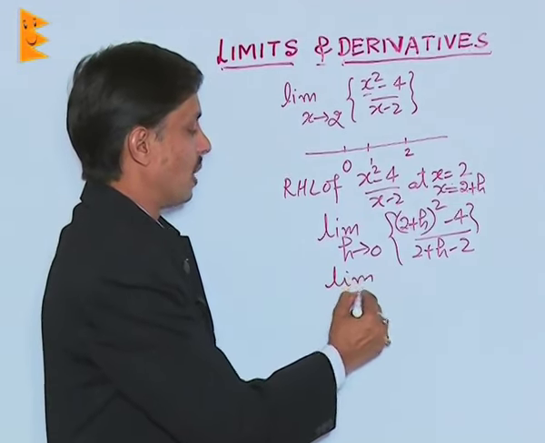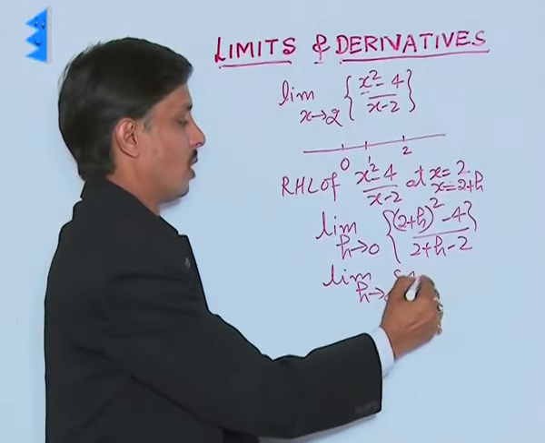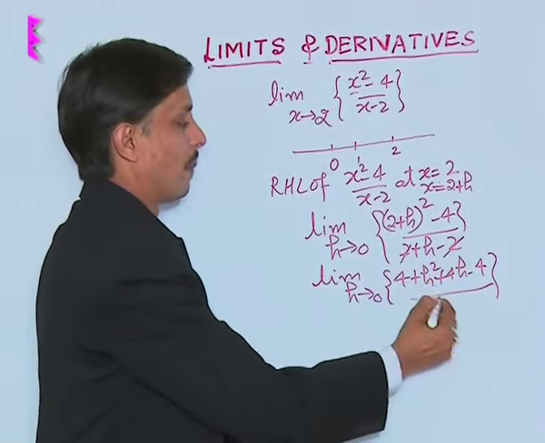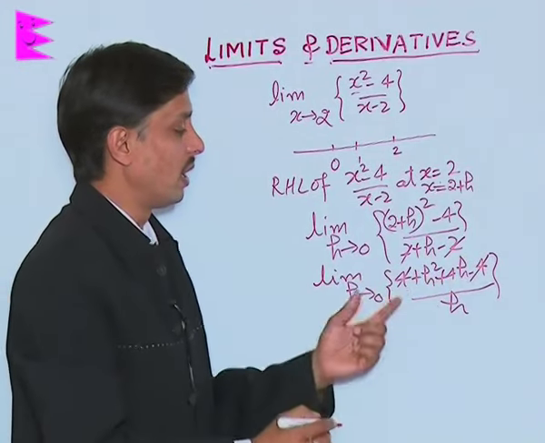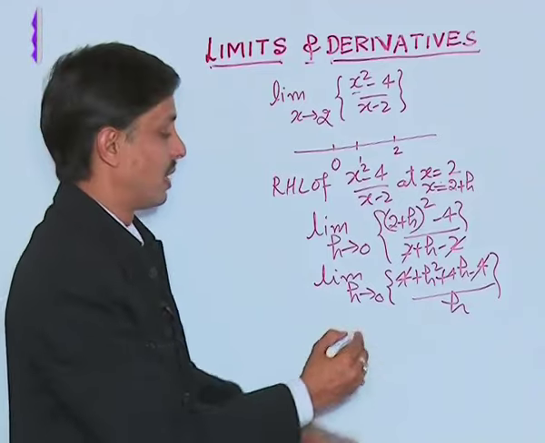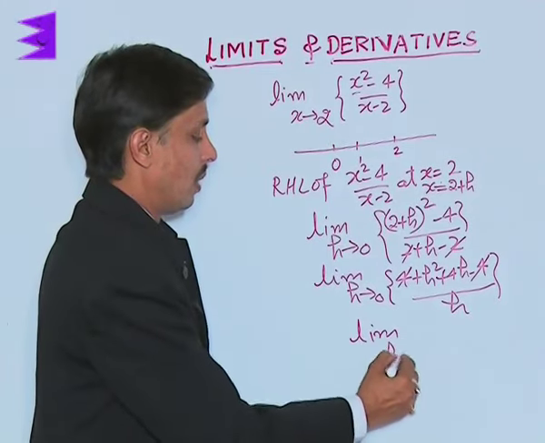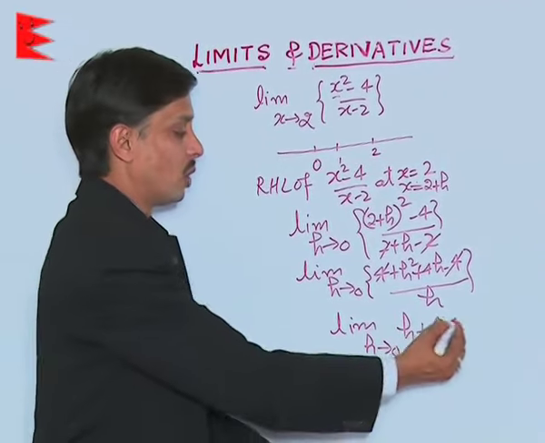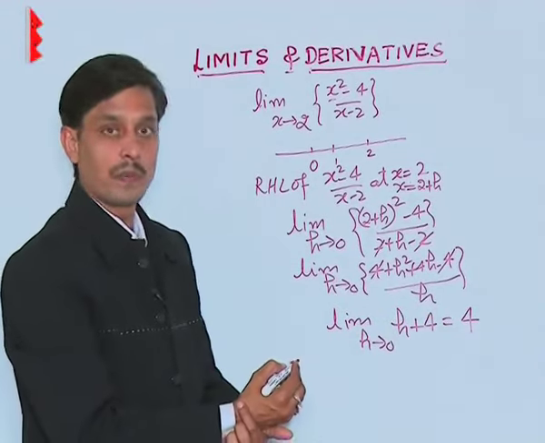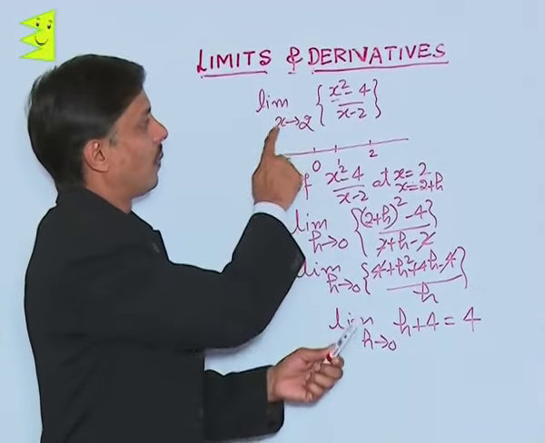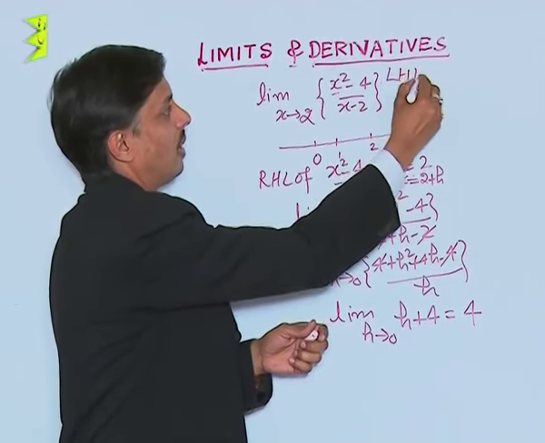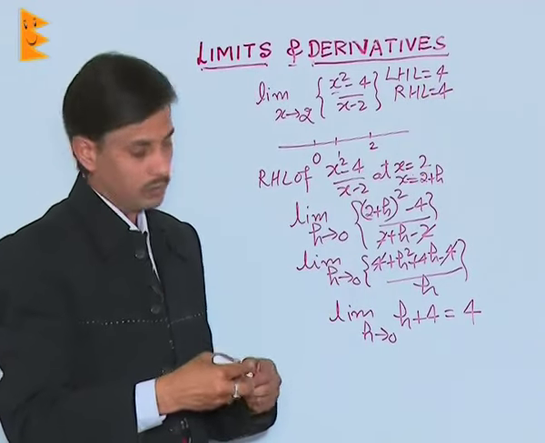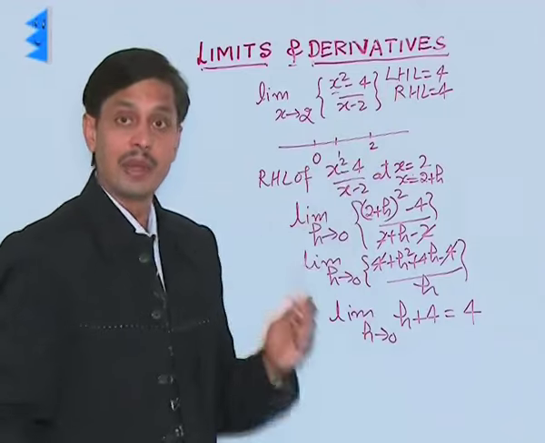This comes out to be limit h tending to 0, 4 plus h square plus 4h minus 4 upon h. So ultimately, if h is taken common and cancelled with the denominator, we will get limit h tending to 0, h plus 4. If h is supplied by 0, the right hand limit answer is 4. The left hand limit for this problem was 4, and its right hand limit is 4. Now, the value of the left hand limit and right hand limit are equal.